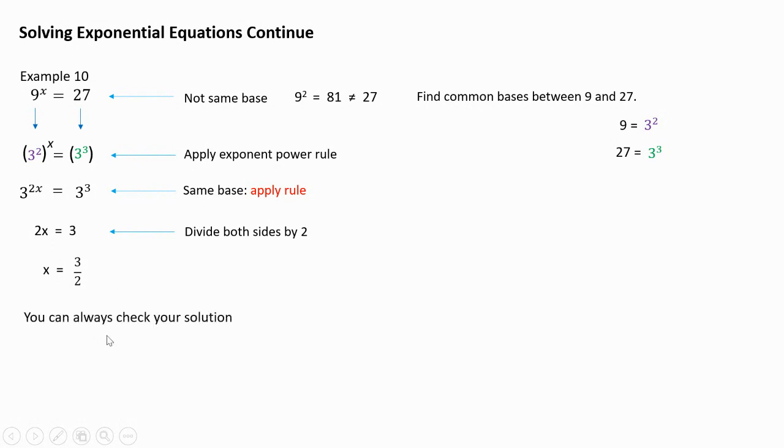And similar to before, you can always check your solution. So let's check it. x equals 3 halves. We know that if we plug it into the calculator, it's going to give us 27. So we know that's a solution.